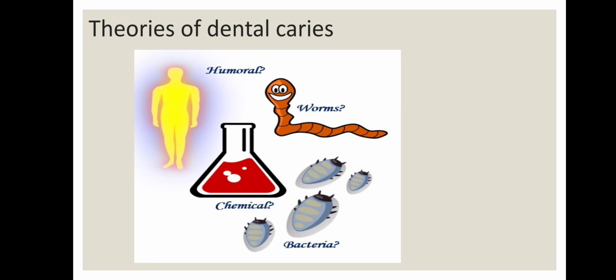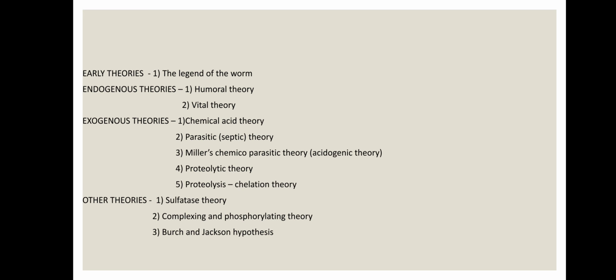Theories of dental caries. Early theories: the legend of the worm, endogenous theories, humoral theory and vital theory, exogenous theories, chemical acid theory, parasitic theory, acidogenic theory, proteolytic theory, and proteolytic chelation theory. The other theories are sulfatase theory, complexing and phosphorylating theory, and Birch and Jackson hypothesis.